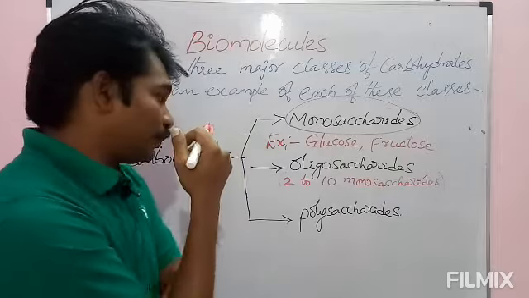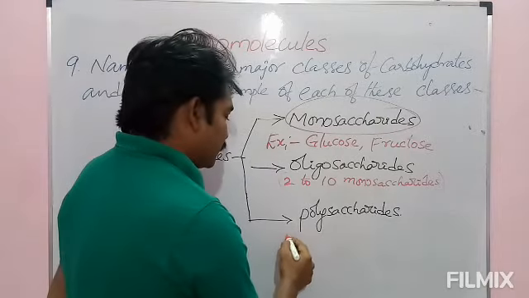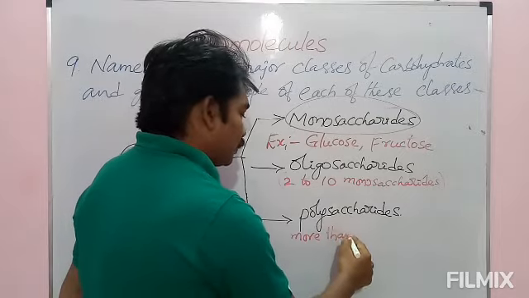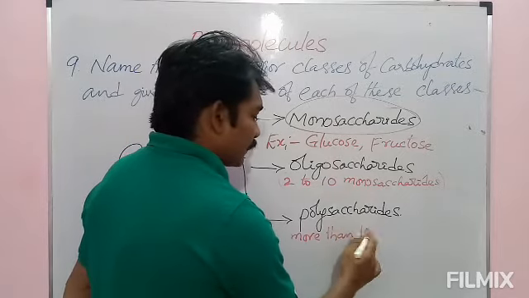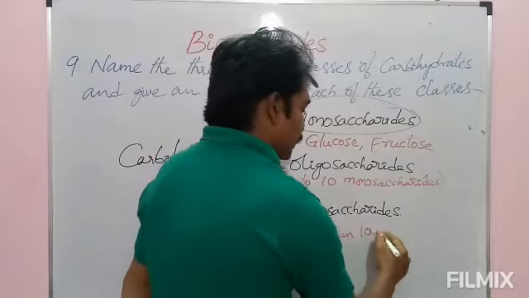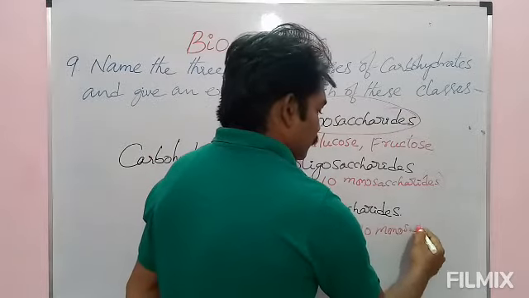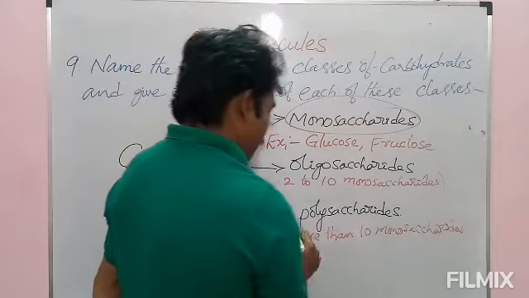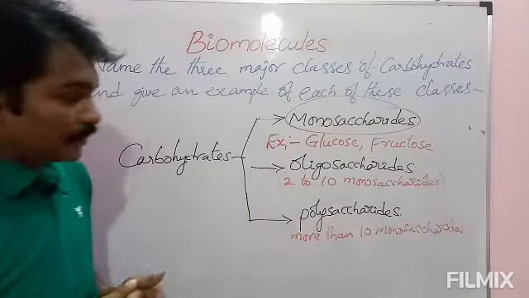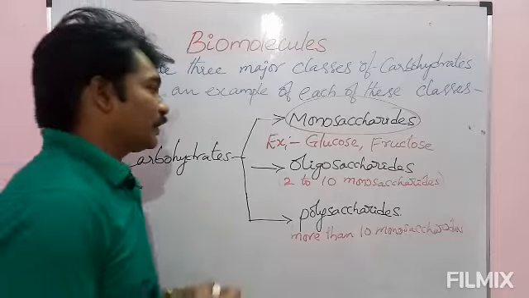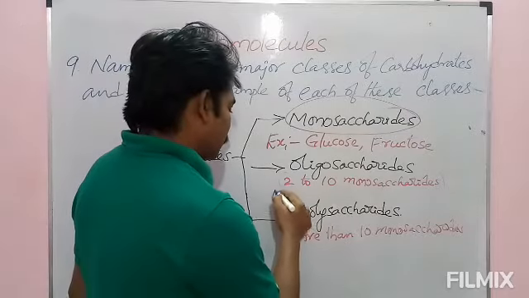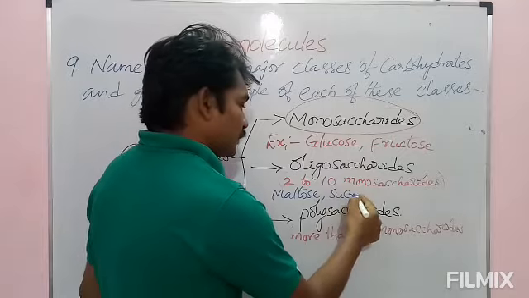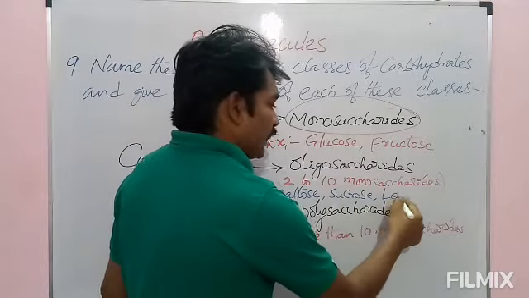And see here, come to polysaccharides. On hydrolysis it gives more than 10 monosaccharides. Okay, and examples for oligosaccharides, you can take maltose, sucrose, lactose.